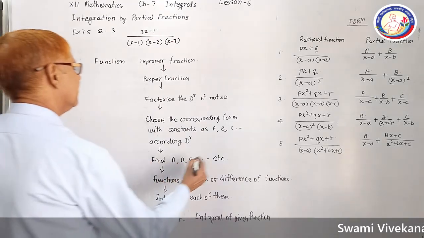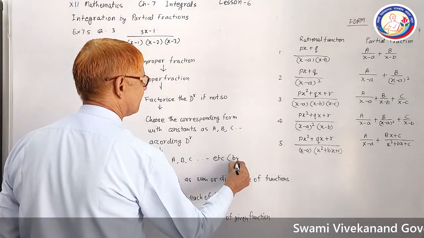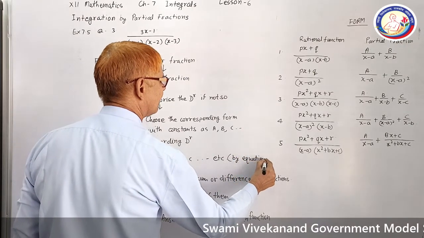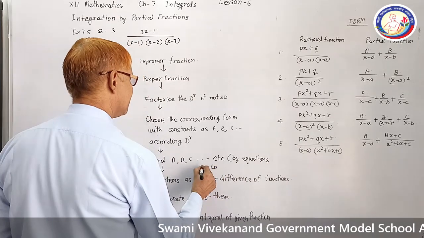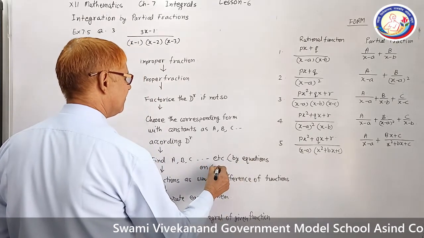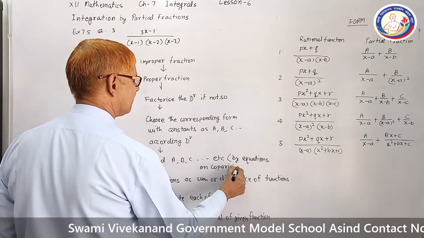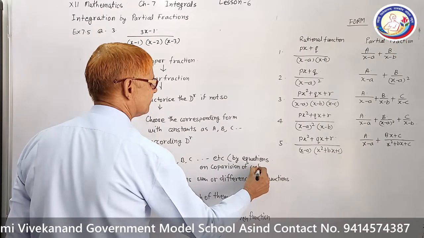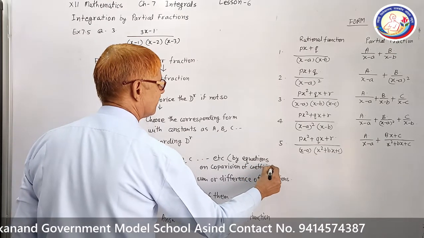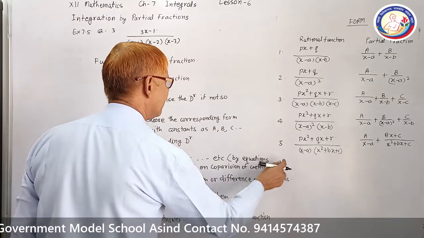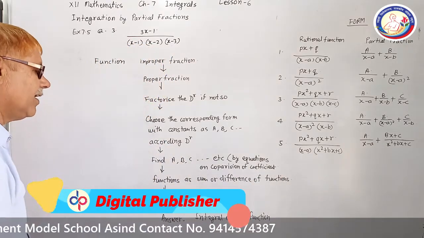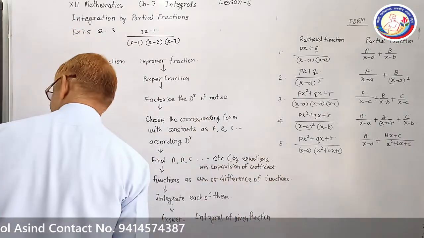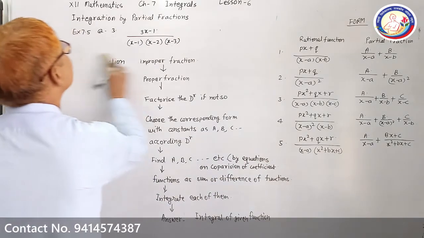How will we find these? By making equations on comparison of coefficients of the different powers x square, x, or constants. And in the way we proceed, we will reach the results. Now taking one example, this is the example.